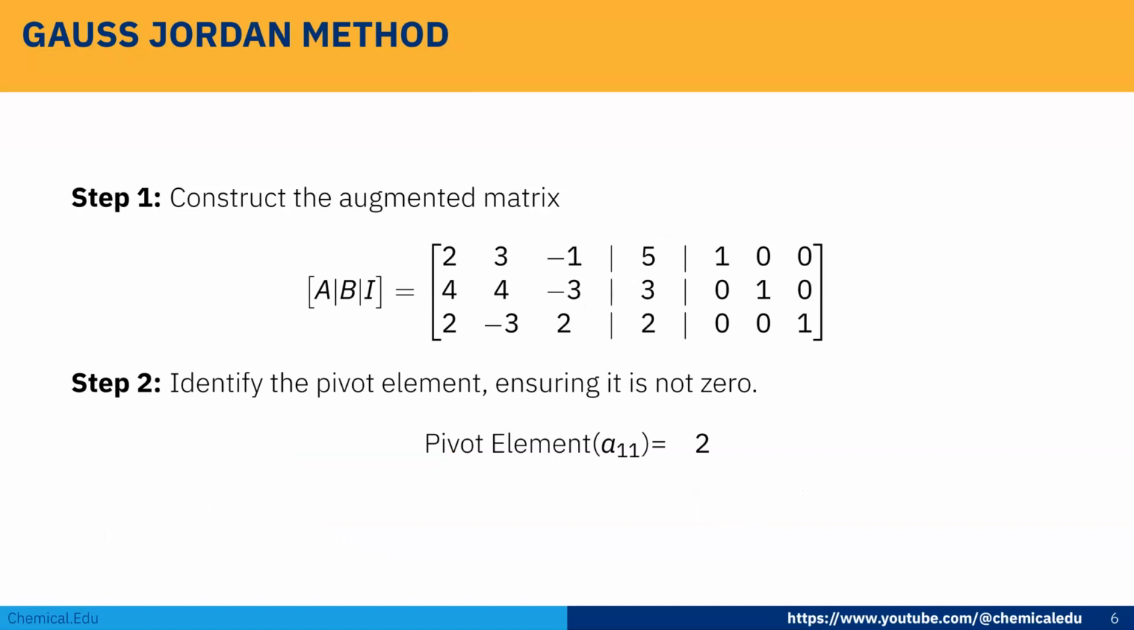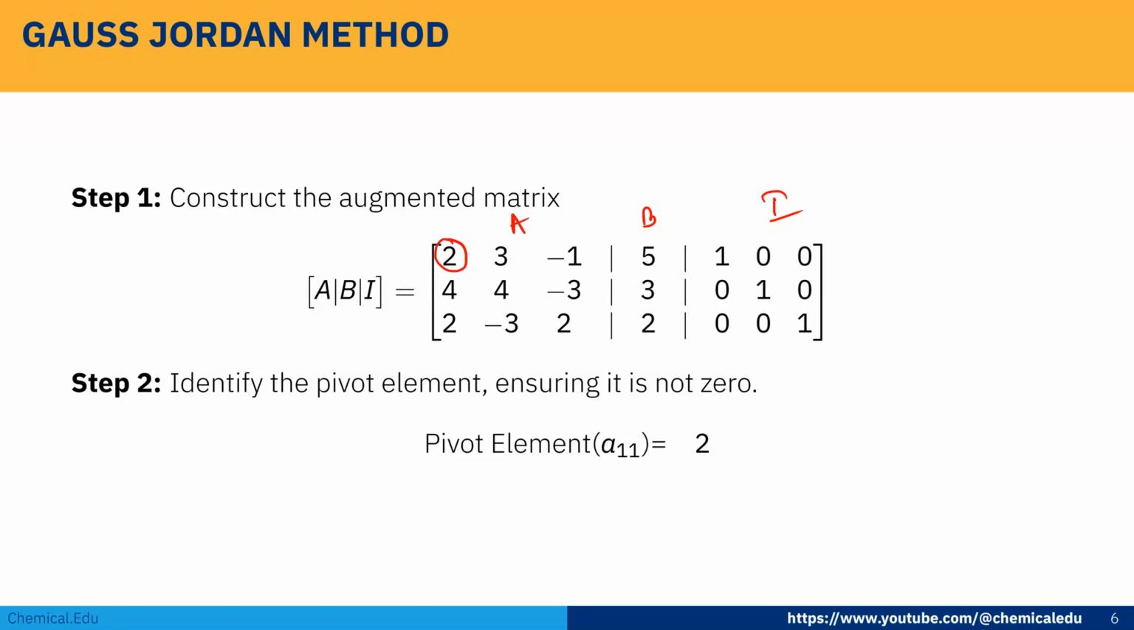Now this is the constructed augmented matrix. So 2, 3, -1; 4, 4, -3; 2, -3, 2 is the A matrix, this is the B matrix, and this is the I matrix. So 2, 3, -1, 5, 1, 0, 0; 4, 4, -3, 3, 0, 1, 0; 2, -3, 2, 2, 0, 0, 1. Now here this element is the pivot element. So the pivot element a11 is 2. It is similar to the Gauss elimination method. If you haven't seen the Gauss elimination method video, please watch it, so it will be very easy for you.